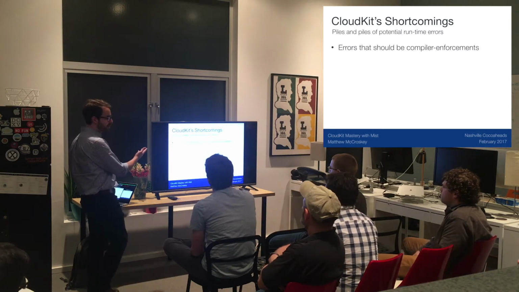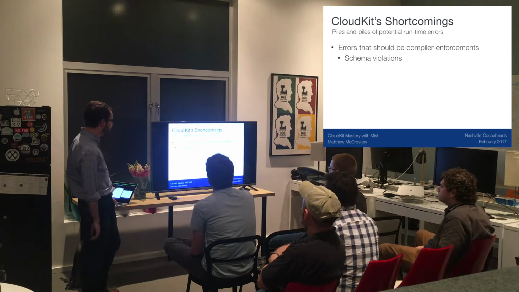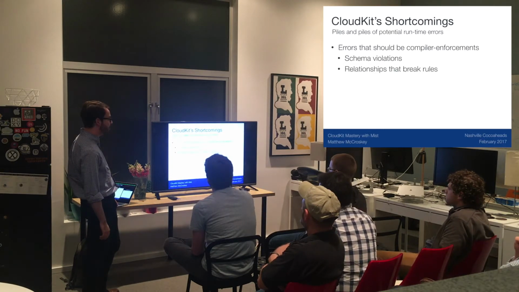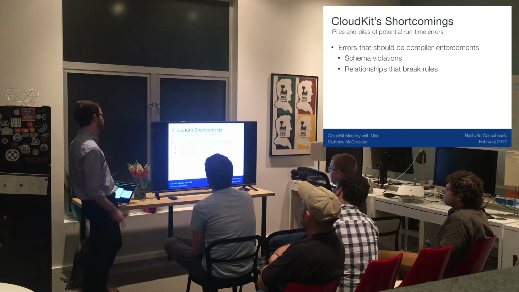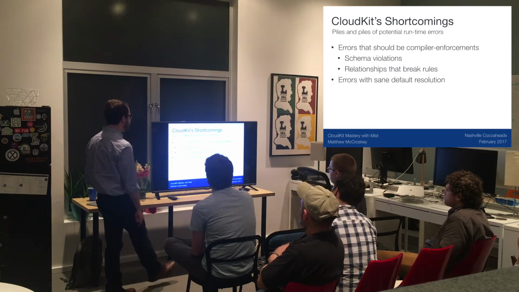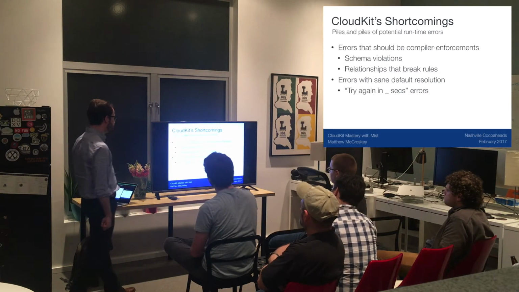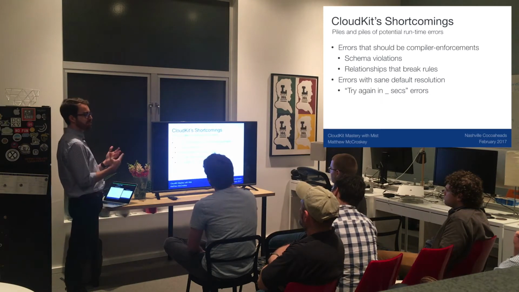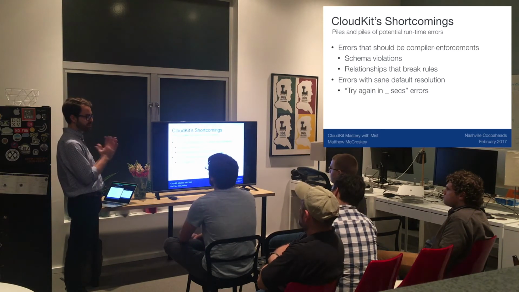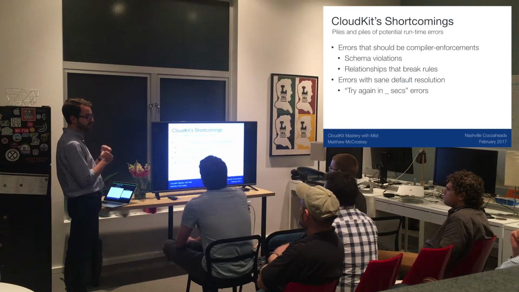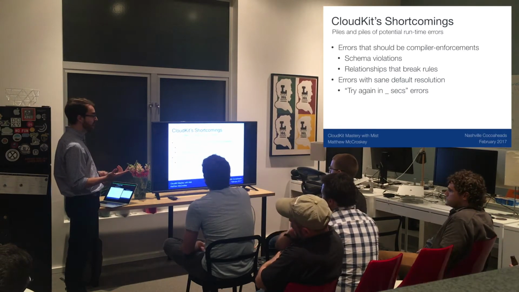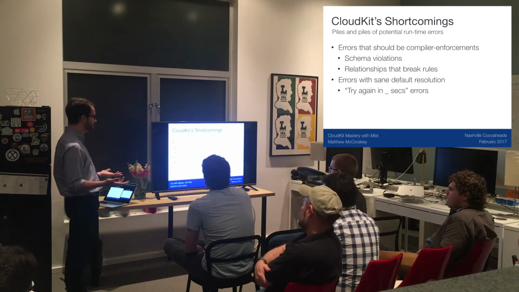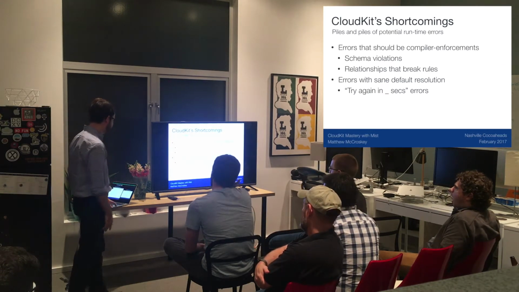So I'll quickly touch on the runtime errors. There are errors that should be compile-time enforcements, which I've already touched on: schema violations, relationships that break rules. If you create a relationship across a zone, you're going to get an error, but you shouldn't be doing that in the first place. Then there are errors that have a sane default resolution. For instance, record zones can be busy because writes are atomic. If multiple people are trying to write, you'll get an error that says please try again in 2 seconds. Obviously, what you should do is try again in 2 seconds, but you're the one that has to handle that.